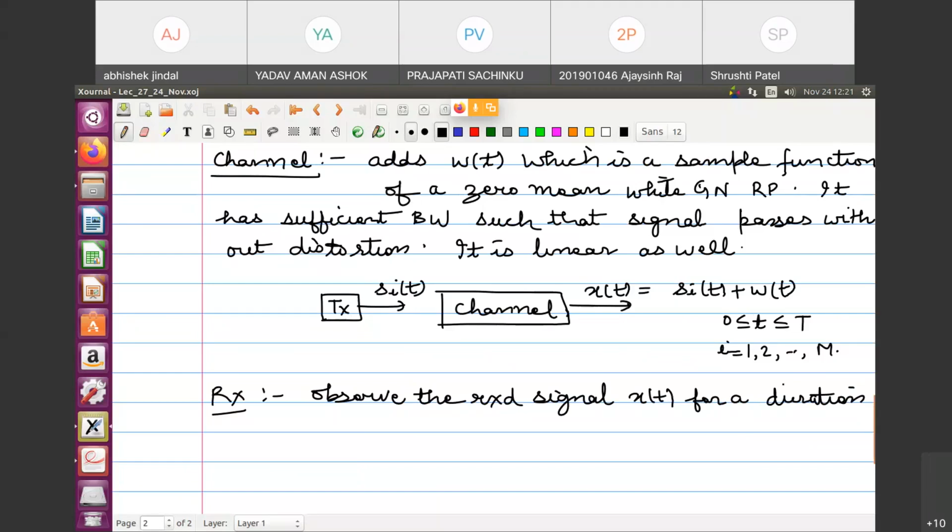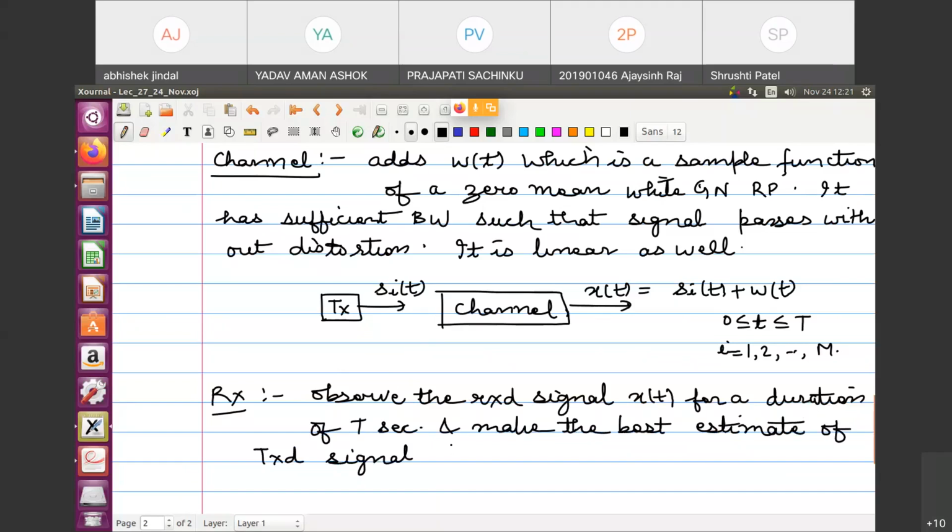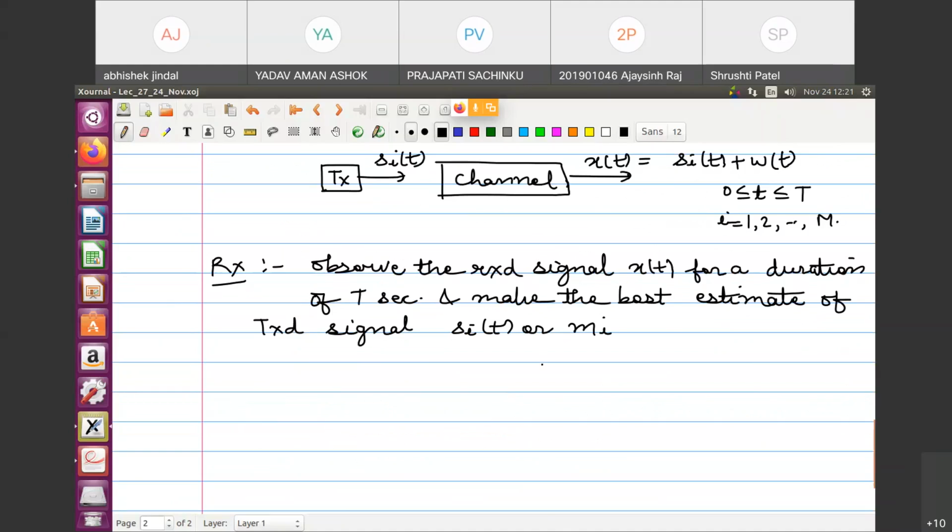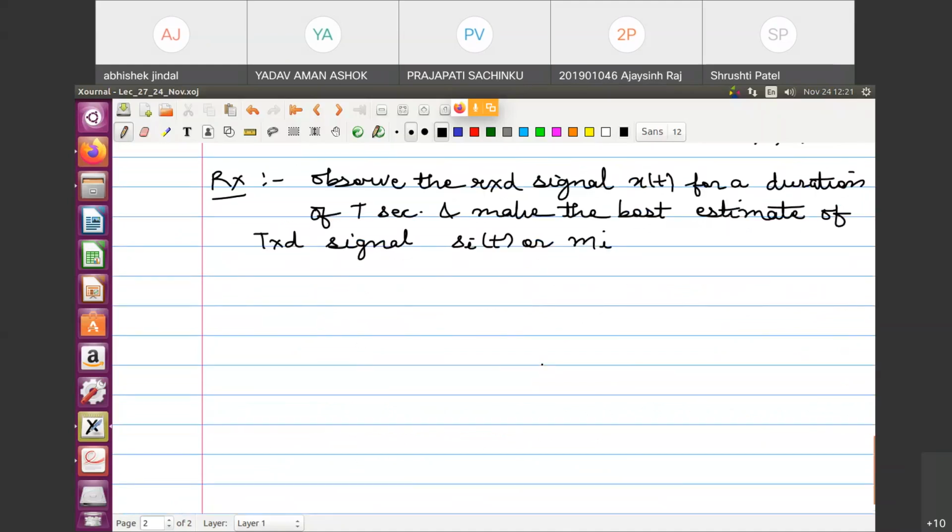Okay. So observe the received signal x(t) for a duration of T seconds and make the best estimate of the transmitted signal S_i(t) and m_i. Okay, so if you find either of them, basically you have to find i. If you come to know what has been transmitted, that is your task. Okay.